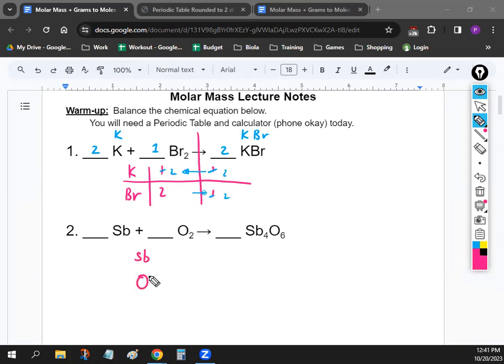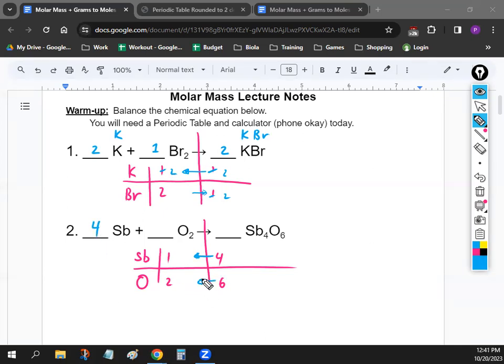We got Sb and oxygen. So we're going to be counting them. So 1, 2, 4, 6. We need to add Sb and oxygen to both sides. So let's start with the Sb. We need 4 on the left side, so we put a 4 right here.